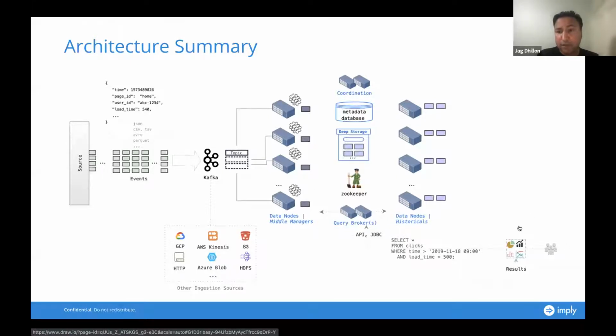And down here you have the users who are connecting via their web user interface, or they're running via JDBC. That will link up to the Druid server, which will be handled by the query brokers, which will send the request to the respective data nodes, whether it's historicals or the middle managers. That's a high-level architecture summary. It is distributed and it is scalable in a horizontal way.